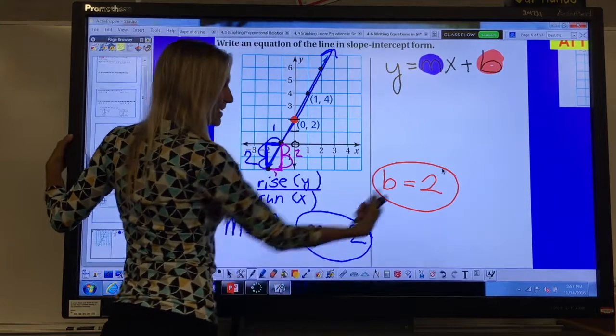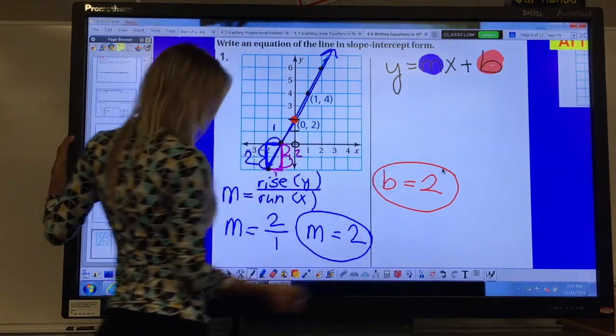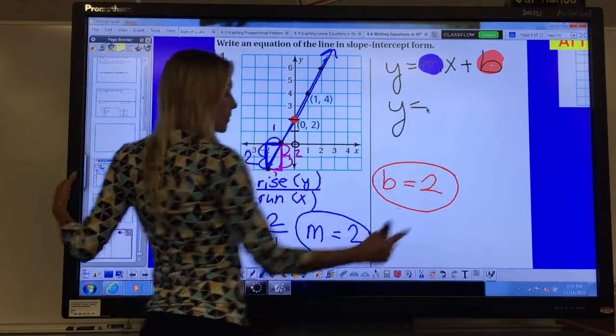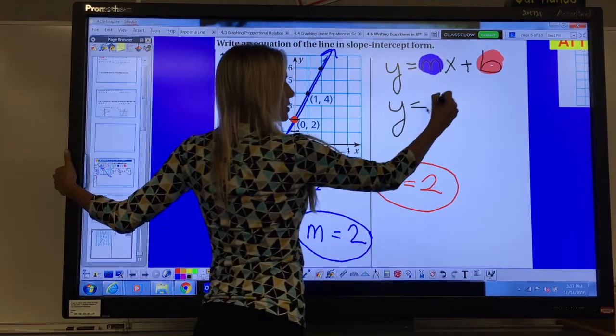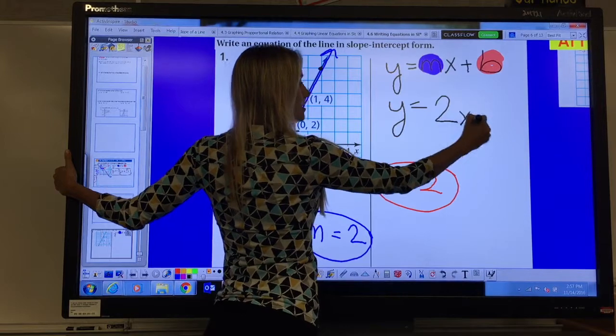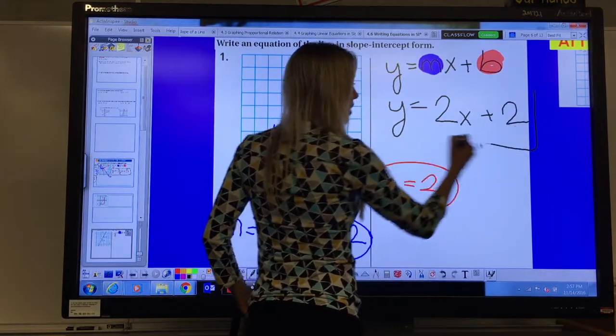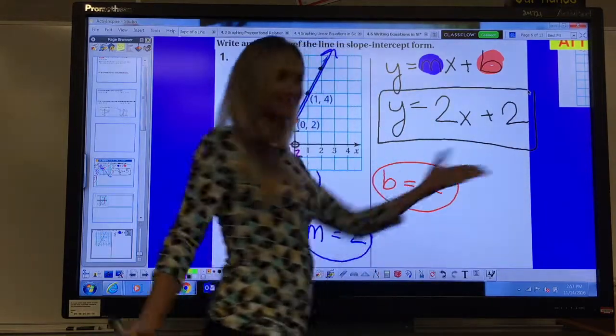I found m and I found b. I'm going to plug them in. So my y equals, m was 2, and it's positive. I still have the x. B is positive 2. And voila. We're done.